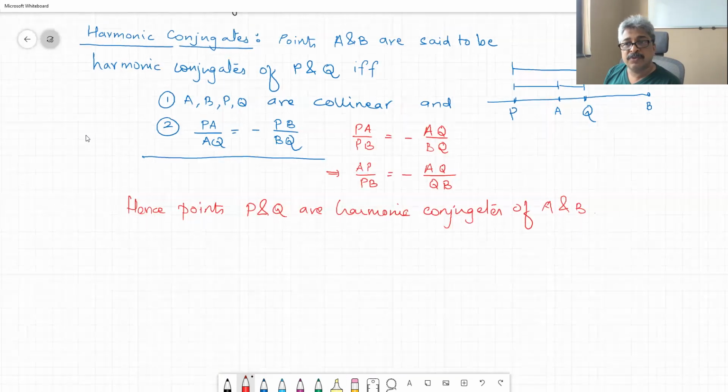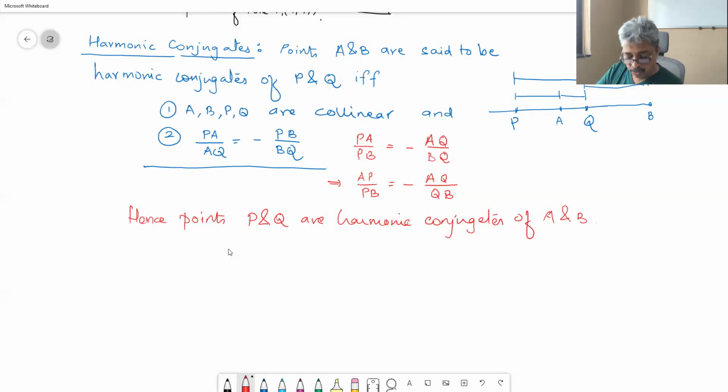Now, how is this going to be useful to us? Suppose we have got a conic. If you pay proper attention throughout the discussion, then you will understand. Otherwise, if you are lost in between, then you will not understand what is happening in the end.